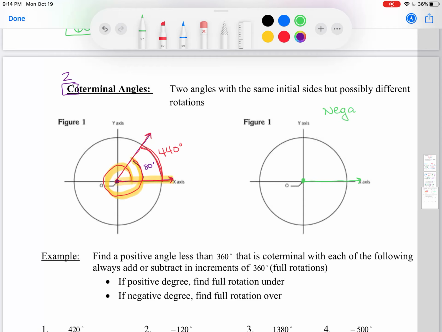So let's try another example, but this time let's do negatives. So I'm going to have my vertex, my initial side, but this time I'm going to talk about a negative angle.